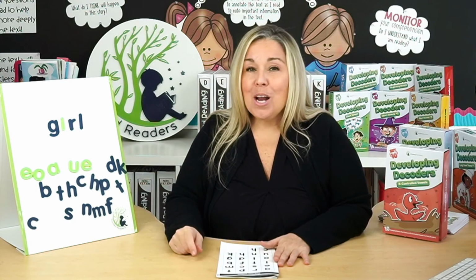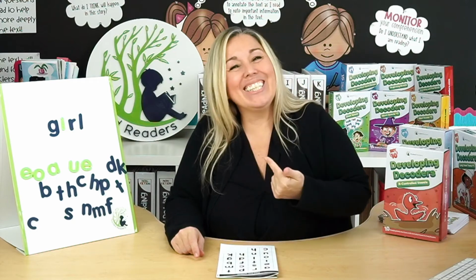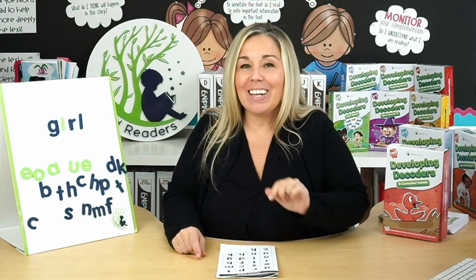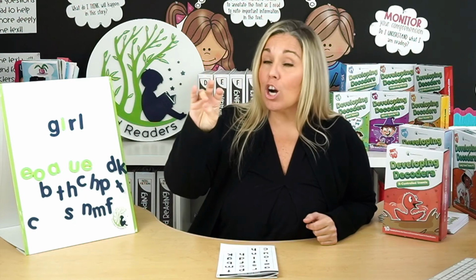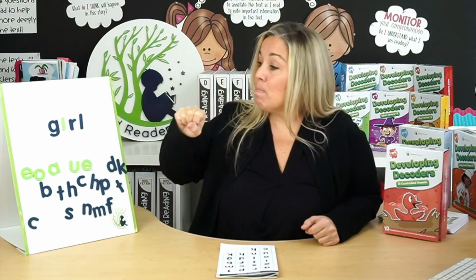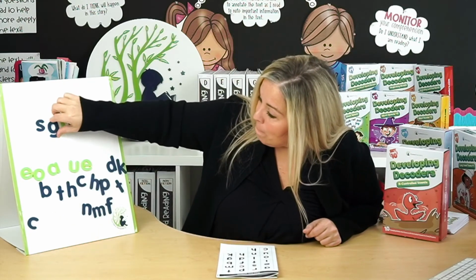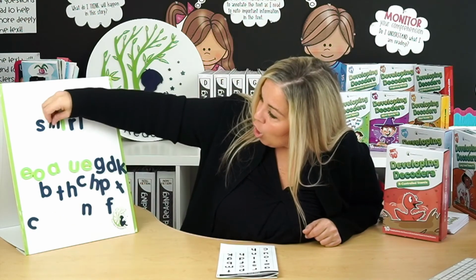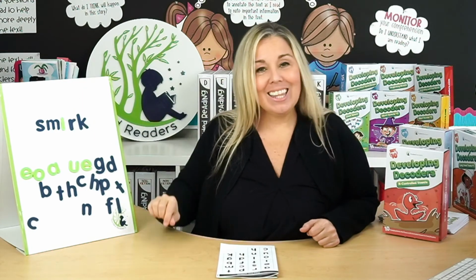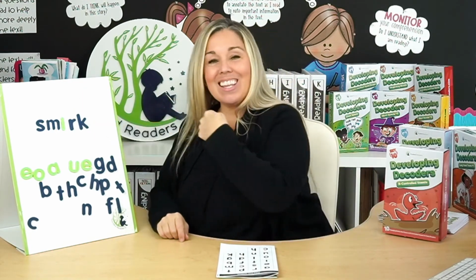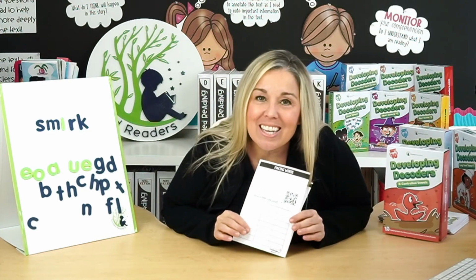Okay. Last word. We're going to make the word smirk. That's a smirk. A smirk is a little smile. Smirk. Let's blend it. Smirk. Smirk. Let's make it smirk. It's like a little smile. Does yours look like mine? Great job. Let's write it down on our sheet.